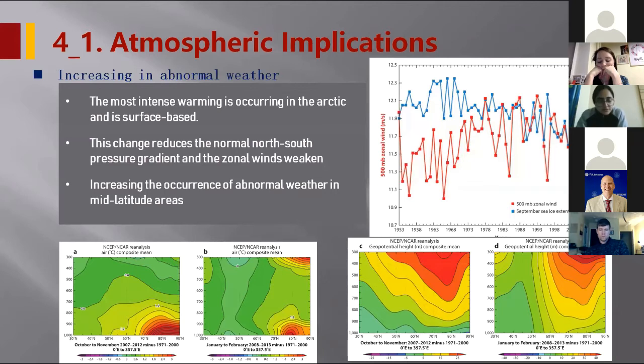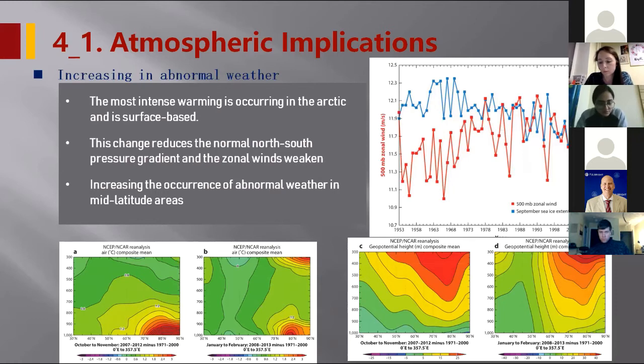The mid-latitude regions have experienced cold, snow-rich winters, which is why we experience increased abnormal weather in the mid-latitude areas. Like in 2016, Northern Europe had its warmest March in 50 years, and there was high rainfall intensity over Europe, the Mediterranean and Eastern Asia. So let's see what the implications are on the ocean.